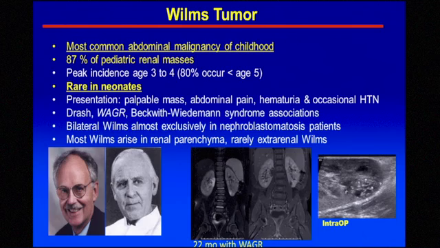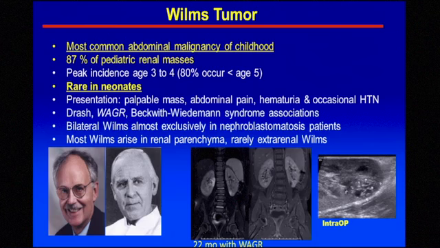Wilms tumor is the most common abdominal malignancy of childhood, and comprises 87% of pediatric renal masses. The peak incidence occurs at age 3 to 4 years, with the vast majority occurring before age 5 years. And again, they're rare in neonates. They tend to present as palpable masses, abdominal pain, hematuria. Occasionally you'll see hypertension, and you can see again there are some associations such as Drash, WAGR, and Beckwith-Wiedemann syndrome, which are at risk of developing Wilms tumor.